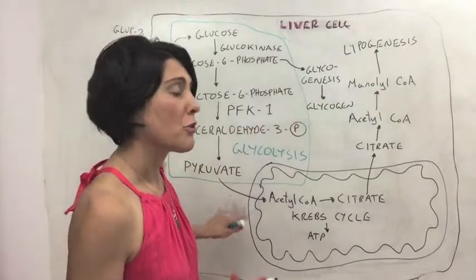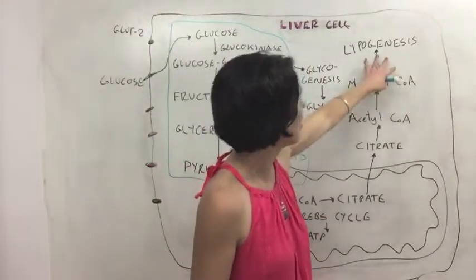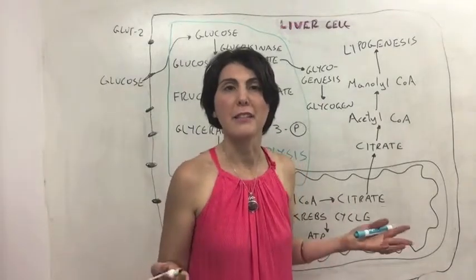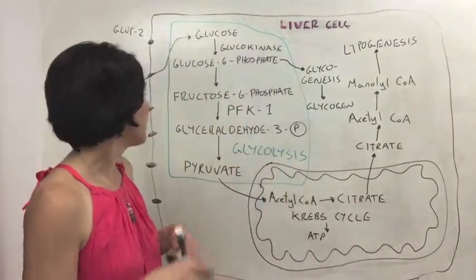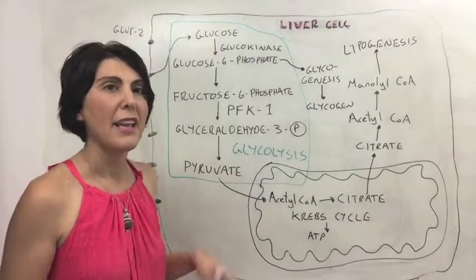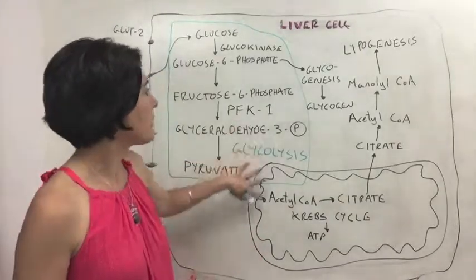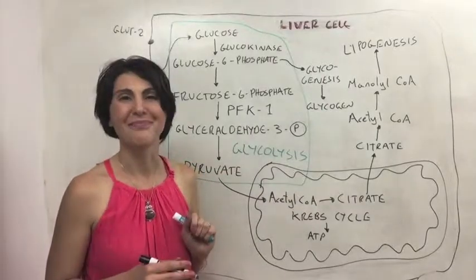If there is too much glucose, as I mentioned before, you can go down this pathway and start generating free fatty acids. So with that, I leave you today, and next time we'll look at how fructose fits into this whole metabolism. See ya.